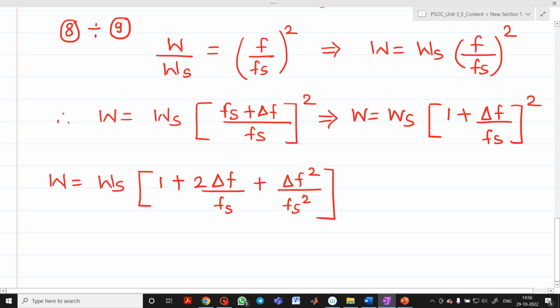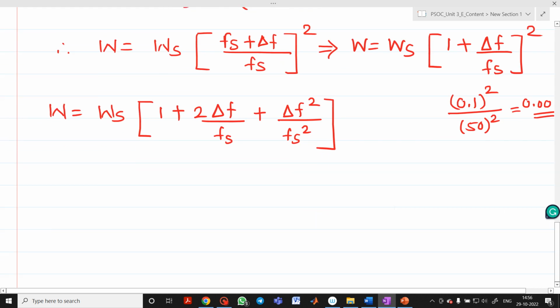And if you see here again, the square term is there. So suppose the change in the frequency is 0.1. Then 0.1 square divided by 50 square will give an answer which is very small, something like 0.000 something. So it is nearly equal to 0. As this term is very small, I will neglect this term.